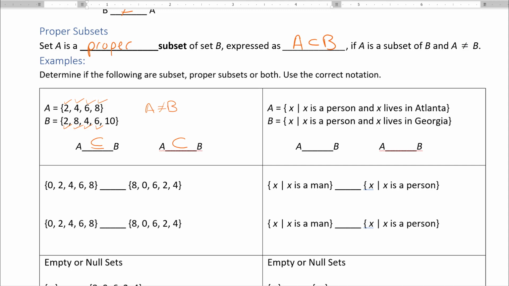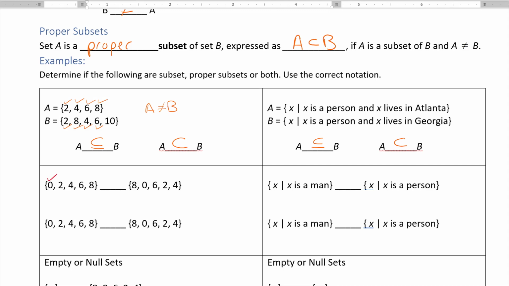So is A a subset of B? Well, it sure is. Every element in A, everybody that lives in Atlanta, also must live in Georgia. Is A a proper subset of B? Well, it is a proper subset because there is somebody that lives in Georgia that does not live in Atlanta. Atlanta is not the only city in Georgia, so therefore the set of Atlanta people is a proper subset of the set of people of Georgia.